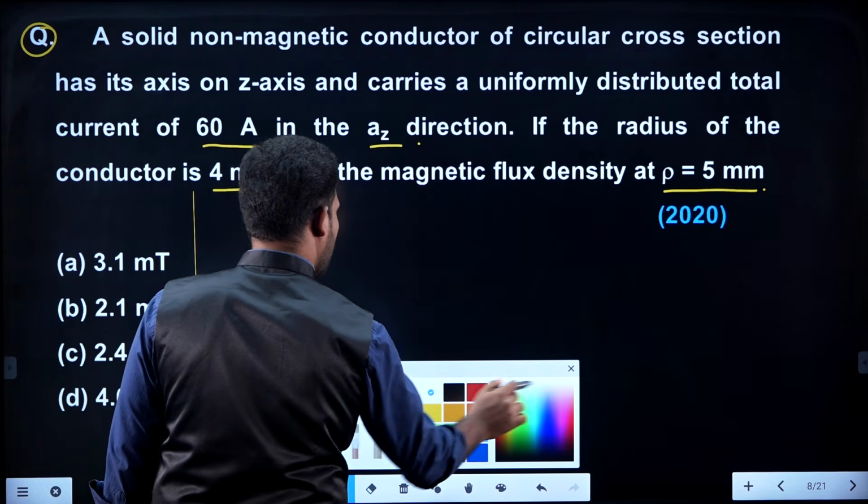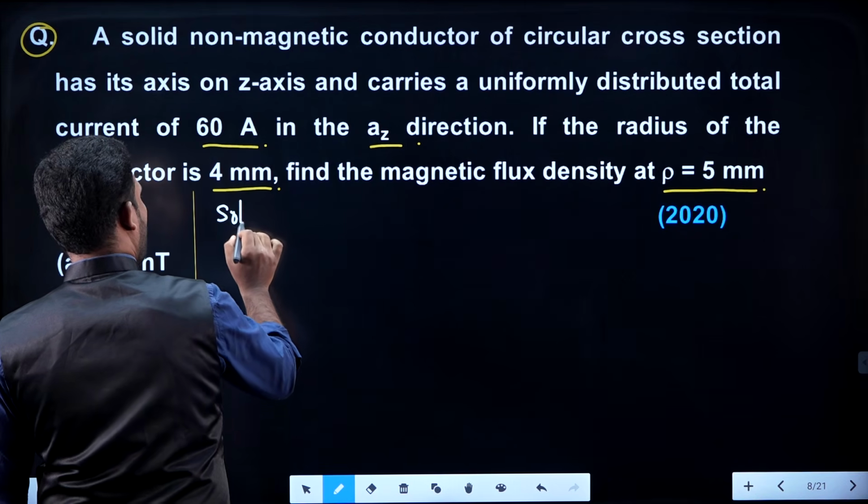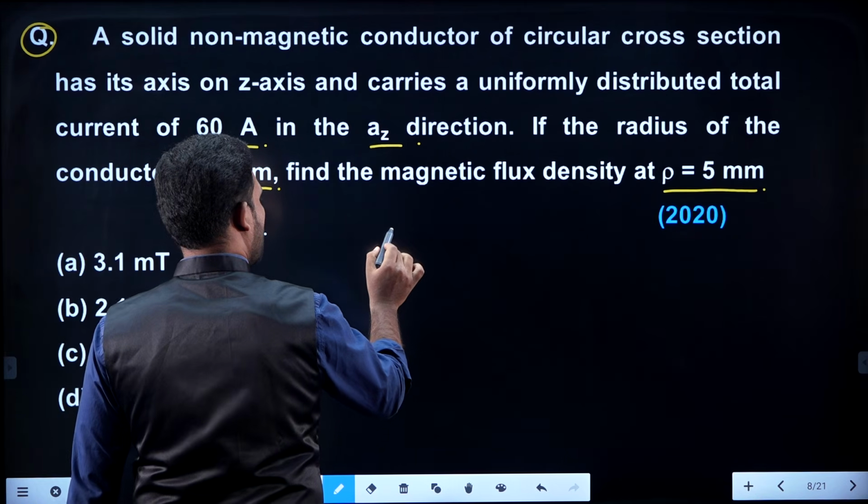Let me draw some diagram here so that you will understand. So, here is a cylinder.